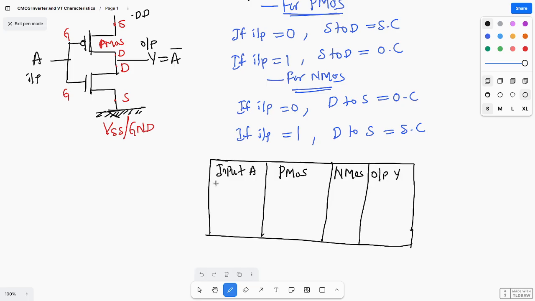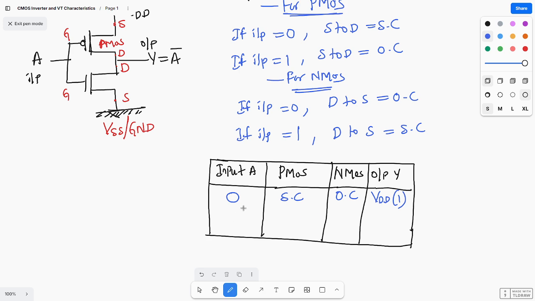Output Y. Okay. So here if you see, if the input is zero, the PMOS is acting as a short circuit, and the NMOS is acting as an open circuit. So that means you are getting VDD. VDD means you are getting one.